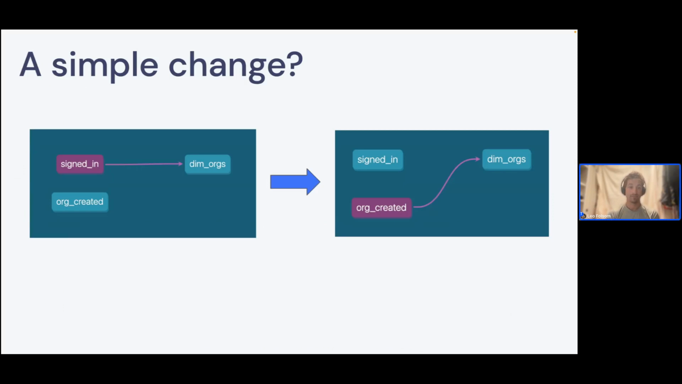We have a dimorgs model, and that's currently built on top of, depending on, the signed in model. So that would work most of the time to catch all your orgs, but we want to be more rigorous. We don't want to miss any orgs at all, and so we're going to have it depend instead on org created. We don't want to miss any orgs where there have been no sign-in events.